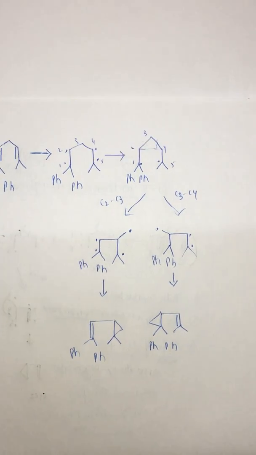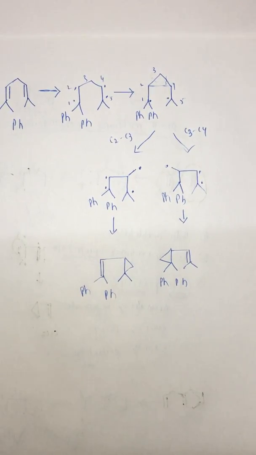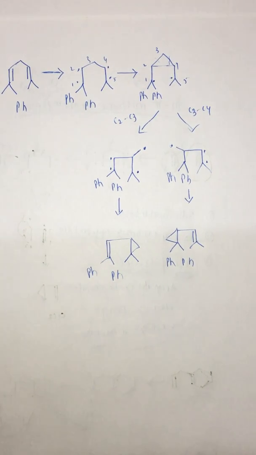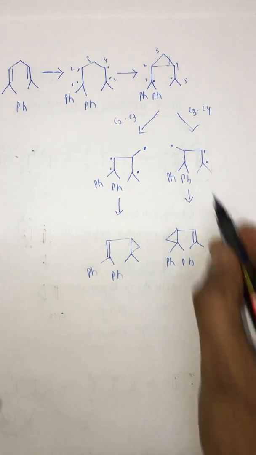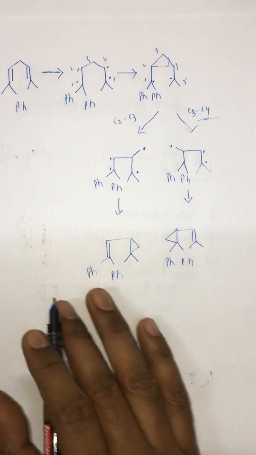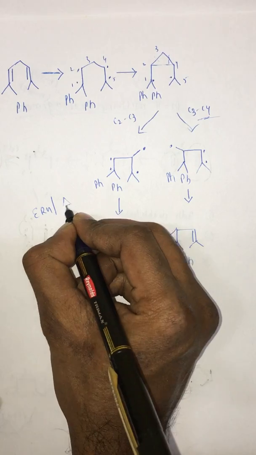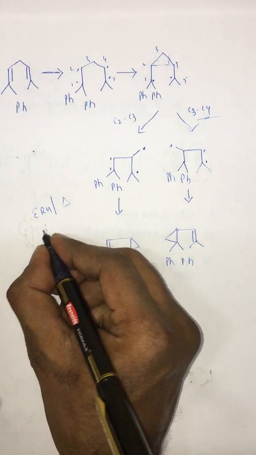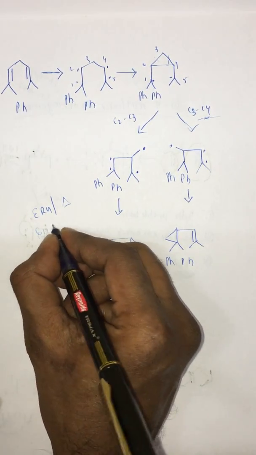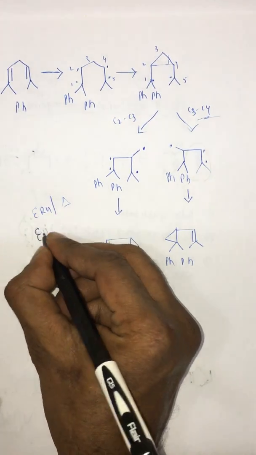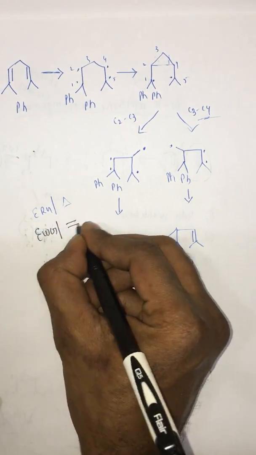So now from here we can predict whether C2C3 or C3C4 cleavage is major. As I said, the electron releasing group should be a part of the ring, and the electron withdrawing group should be part of a double bond.